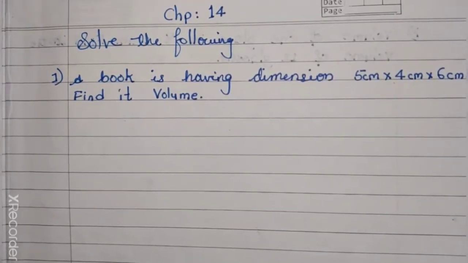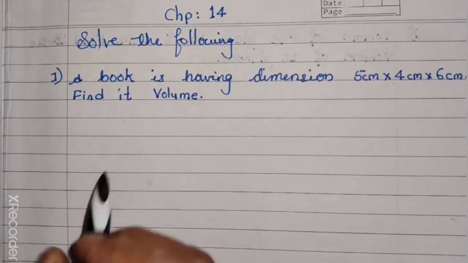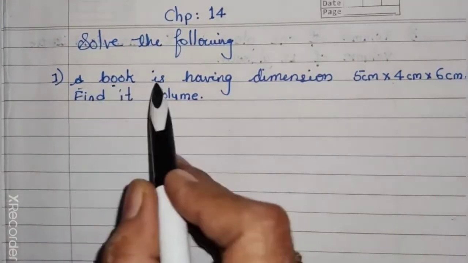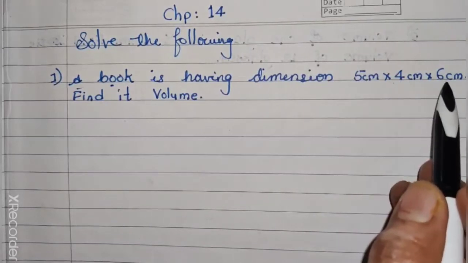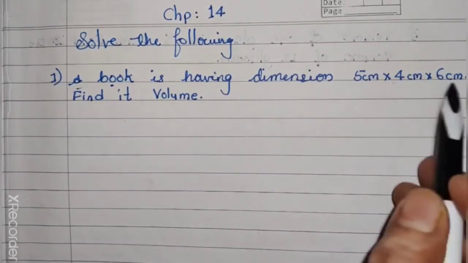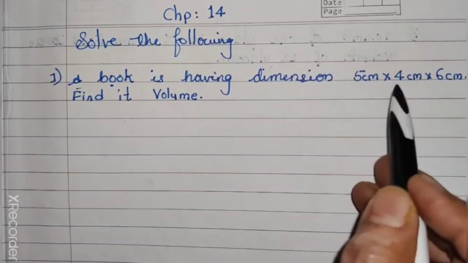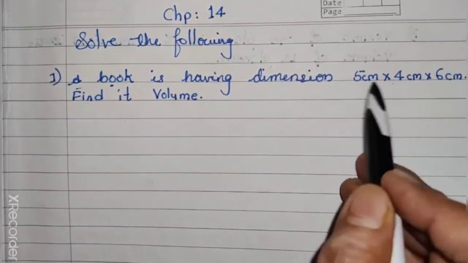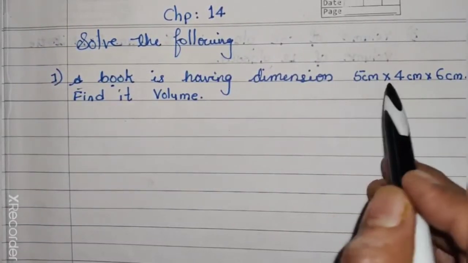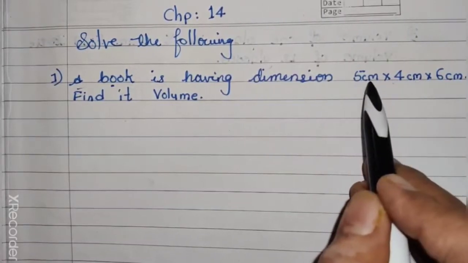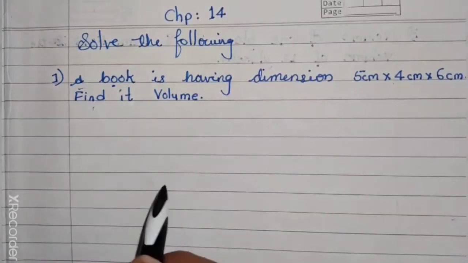Okay students, so let us begin with chapter 14's first question from your question bank. The question is, a book is having dimensions 5 centimeter, 4 centimeter, 6 centimeter. That is length, breadth and height. You can check the greatest number is length. Then you can consider breadth and height, any of these two. So when dimension is given to you, it is actually given as length multiplied by breadth multiplied by height. So we have to find the volume of this book.